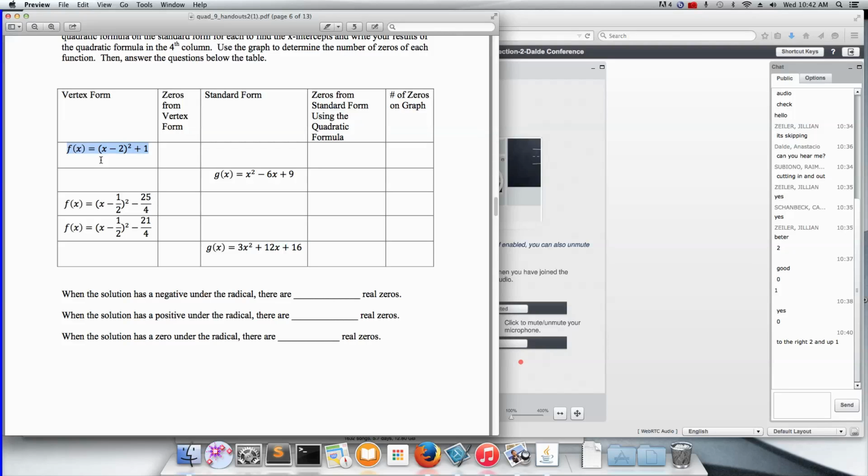It's going to go to the right 2 and up 1. Very good. I like it. Now, imagine a parabola, okay? Put it in your head, move it to the right 2 units and up 1.